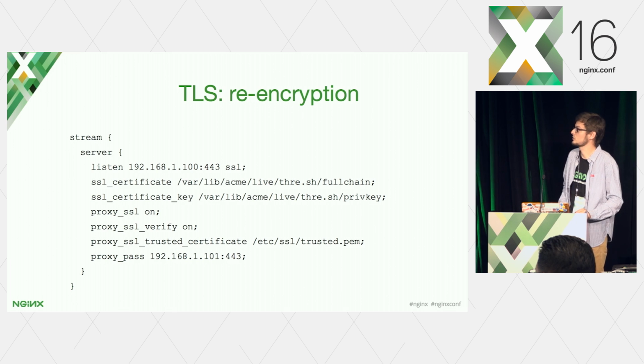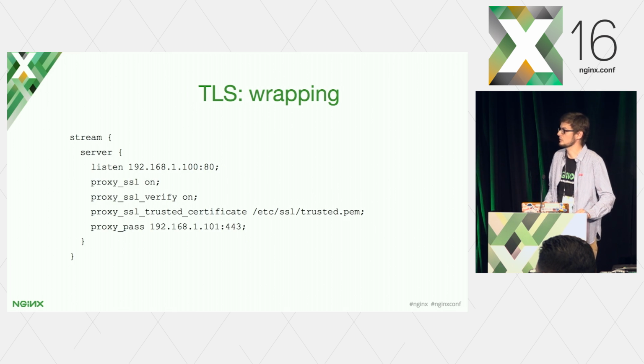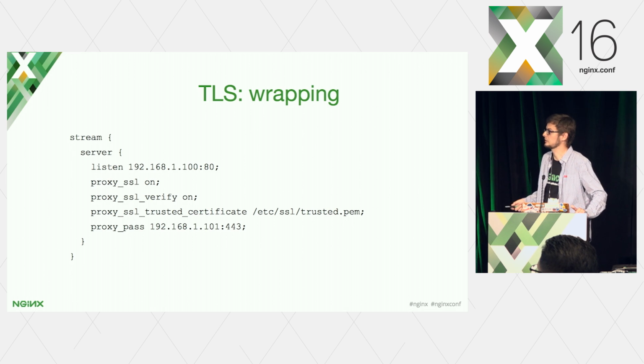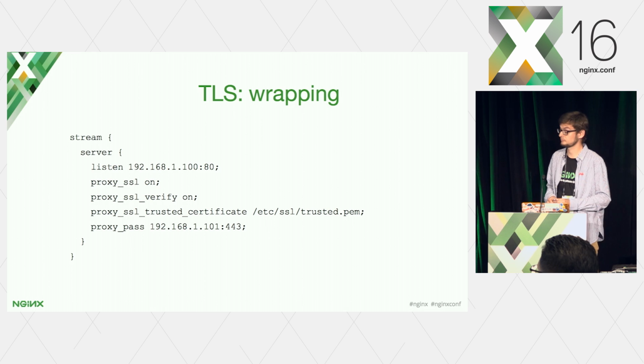And of course, another option to use TLS in NGINX is that you're listening on a TLS-free port. You're listening on clear text, plain text, or whatever you would call it, and you encrypt the connection to your backend.